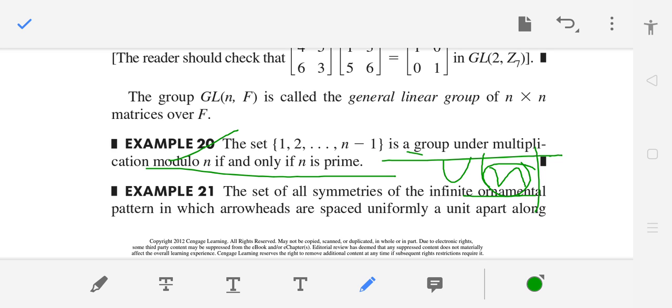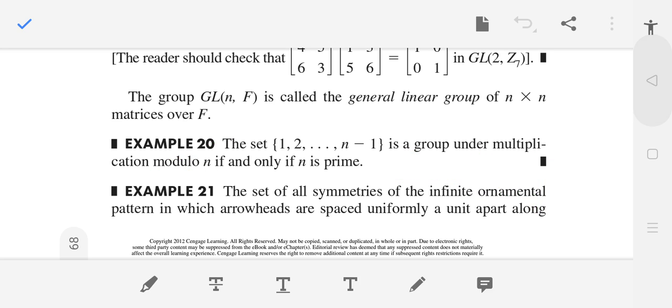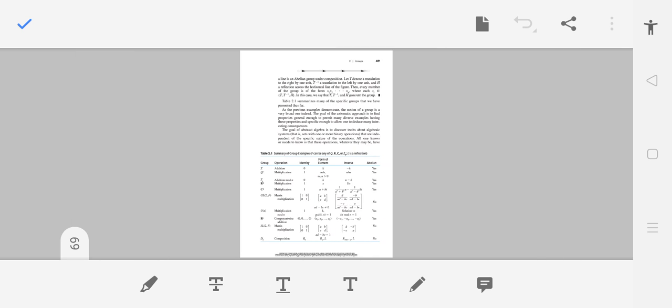The set of all symmetric... because how will elements come in U_n? Those whose GCD, whose HCF with n is 1, because n is a prime. So for 1, 2, up to n minus 1, what will be the GCD with n? 1. What will be the HCF? 1. So all elements are coming in the set. The set of all symmetries, you just see, this is not a very good example. I just skip it. It is not important.